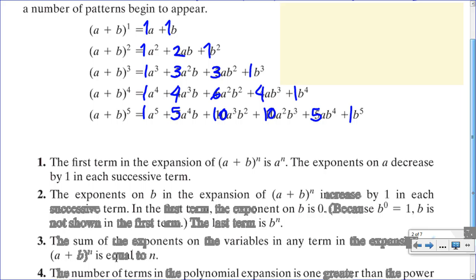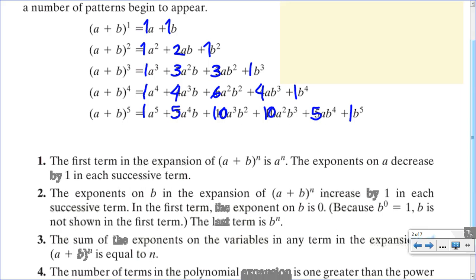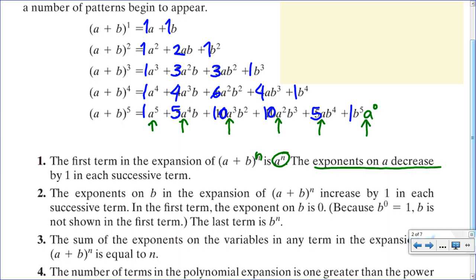So the first term in the expansion, and here we're saying the exponent is just n to generalize it, will be A to the power n, and that is true for all of them. If you notice, A plus B squared, the first term is A squared. Here, the first term is A cubed, A fourth, A fifth. Now, the exponents of A decrease by 1 at a time. And notice here, we have A to the fifth, A to the fourth, A to the third, A to the second, A to the 1, and even here we have A to the 0, right?